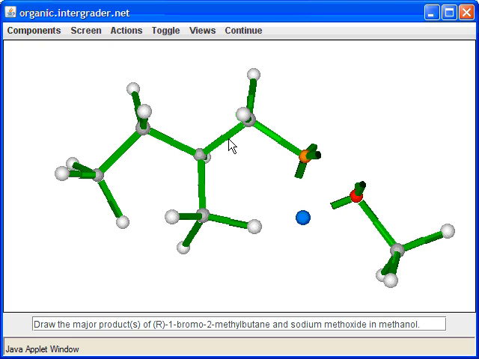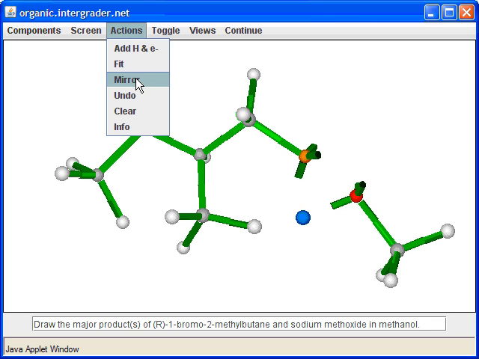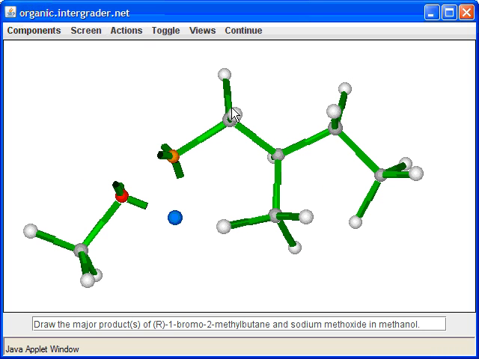Okay, and then we'll check whether this is actually an R or S chiral center. So in this particular case, this is priority 1, this is priority 2, this is priority 3. Okay, and so we've really drawn the S version. Since that's the only chiral center in this molecule, and if you had more than one chiral center you couldn't do this, we'll hit mirror, and that way we'll convert over to the R.